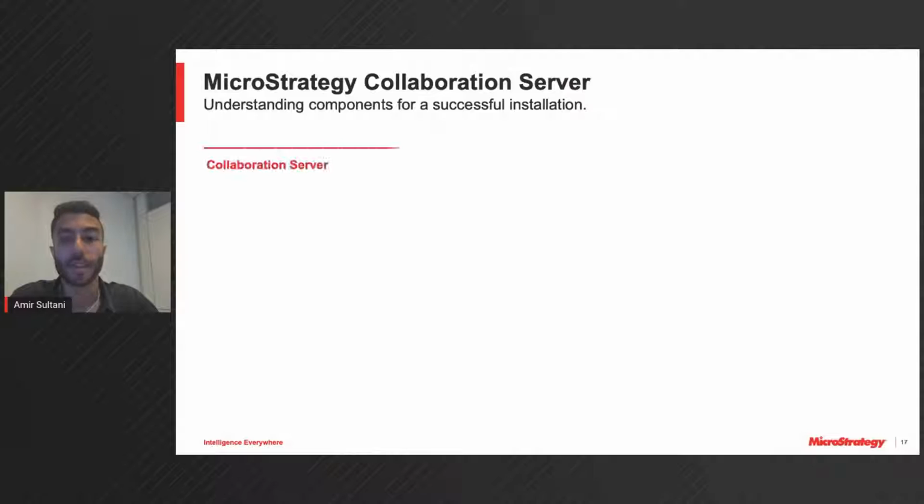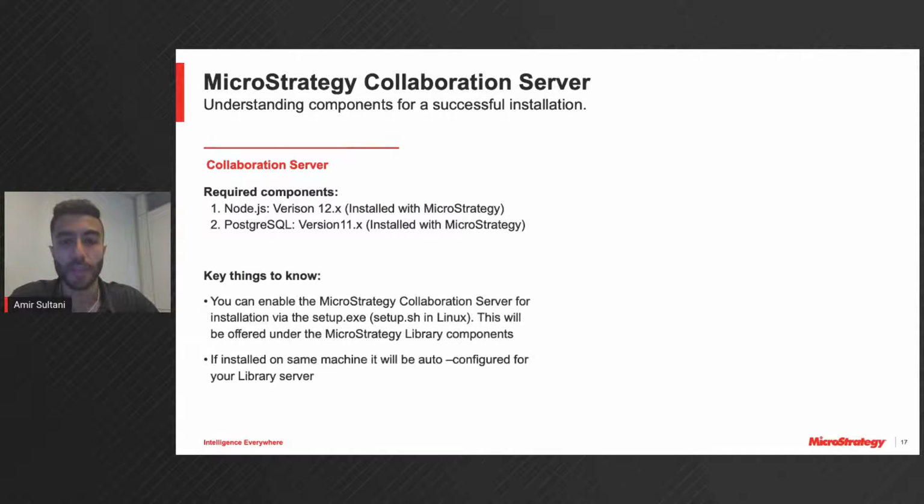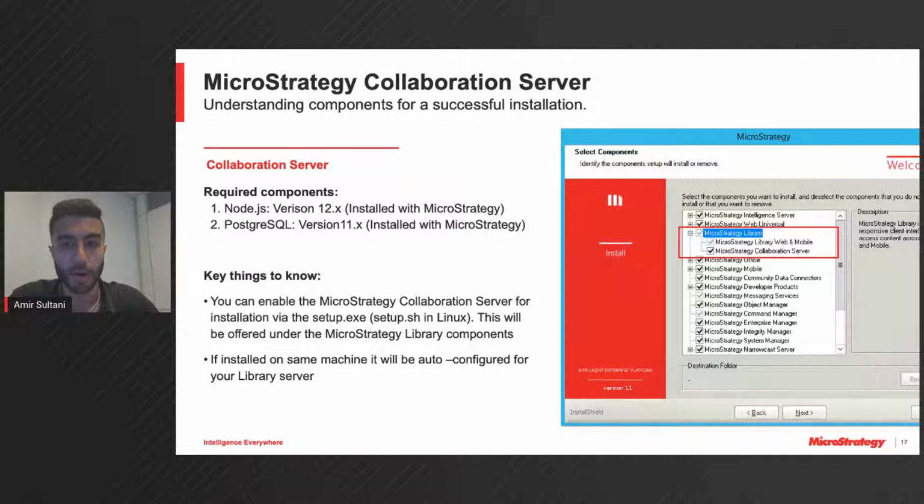Now that we've discussed the prerequisites, setup, and configuration of MicroStrategy Library, we'll shift our focus to the collaboration server. As it pertains to the prerequisites for collaboration, you'll just need to ensure the Node.js version is 12.x, as well as PostgreSQL 11.x, both of which are installed and shipped with the MicroStrategy installation.